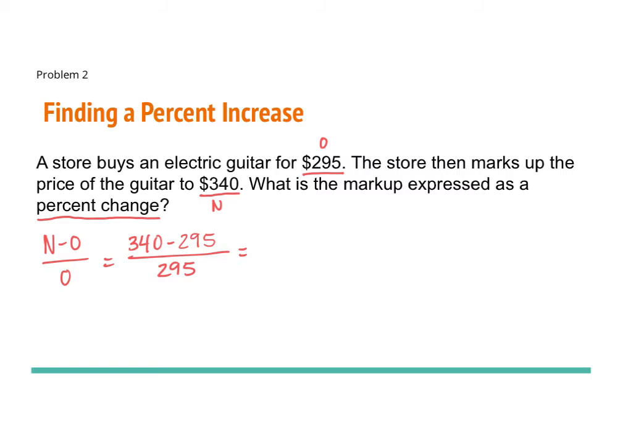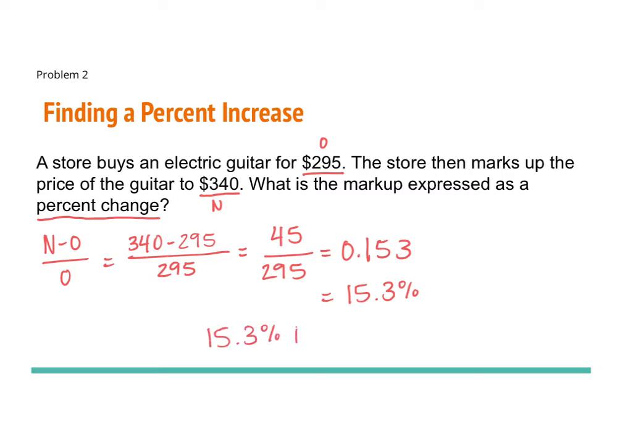So 340 minus 295 is 45 over 295. We divide by 295. That will give us 0.153 if we round, and this is the same as 15.3%. So therefore, it's a 15.3% increase. We knew it was an increase because this is a positive value, 15.3.